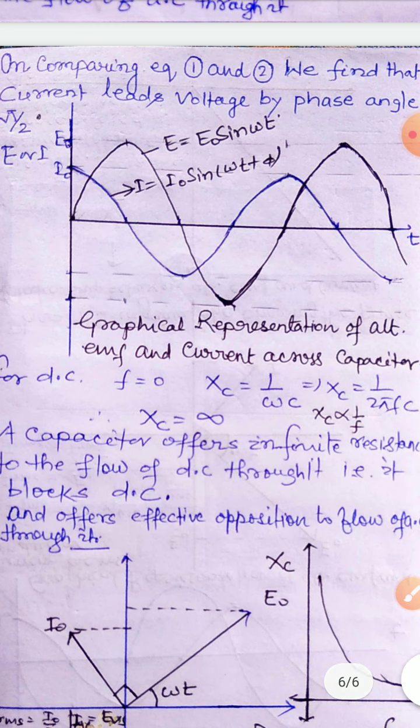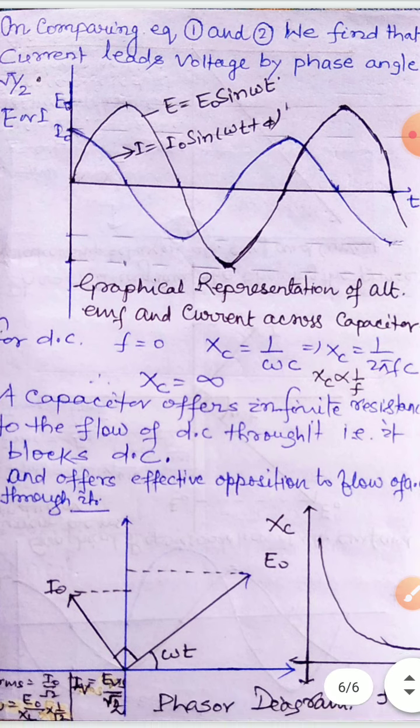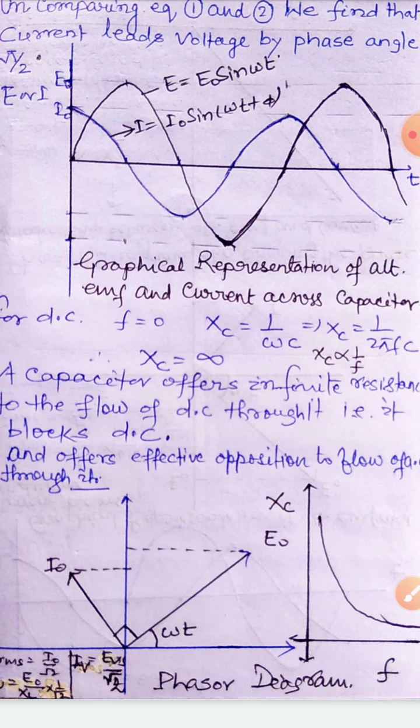Now for DC, frequency is 0. So the value of XC is infinite. That is, capacitive reactance is infinite. It will not allow the current to pass through it. So a capacitor offers infinite resistance to the flow of DC through it. That is, it blocks DC. A DC will not go ahead of capacitance in the circuit. Capacitor blocks DC.